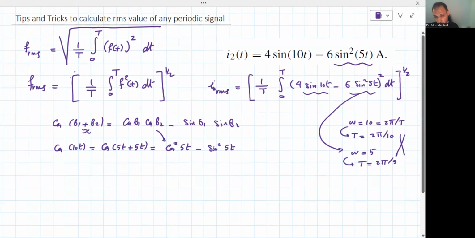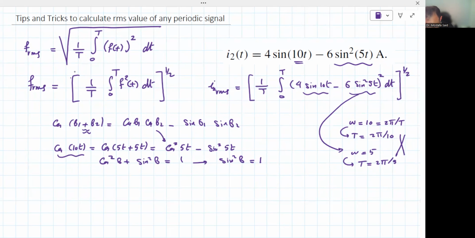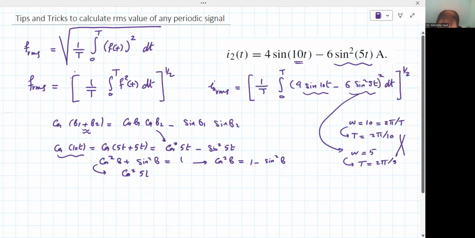We have here sine square, so we need to get rid of that sine square and somehow put cosine 10t, so make it 10t in all terms. We know also that cosine square theta plus sine square theta is equal to 1. Let's make it with cosine, I'm going to show you why. From that, cosine square theta is equal to 1 minus sine square theta. So cosine square 5t is equal to 1 minus sine square 5t.